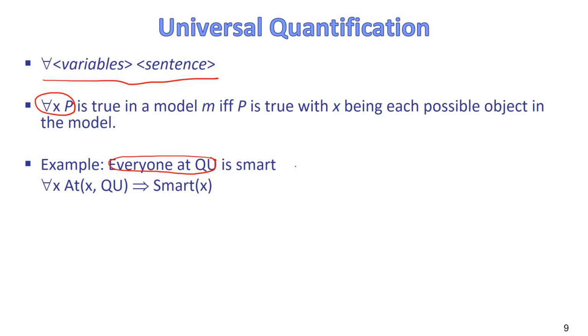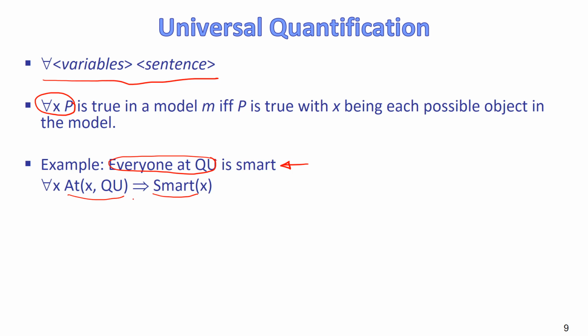Okay, so that's how we write this sentence in first order logic: everyone at QU is smart. We can write it that way. For all x, at(x, QU), which means, we have to say which means, right? That's the interpretation of it. X is at QU. So if x is at QU, that's the condition, then the conclusion is x is smart.